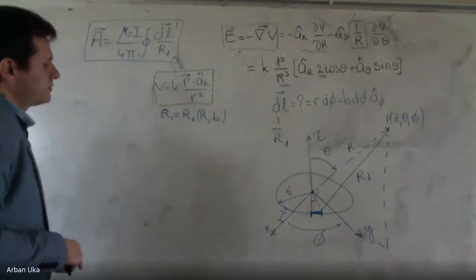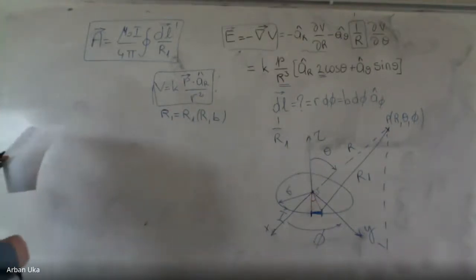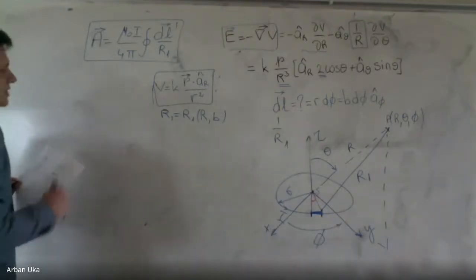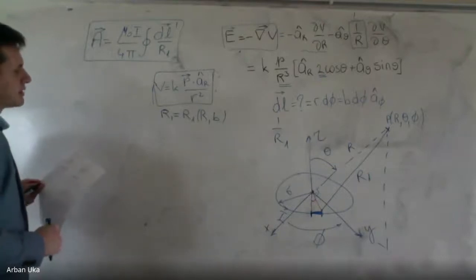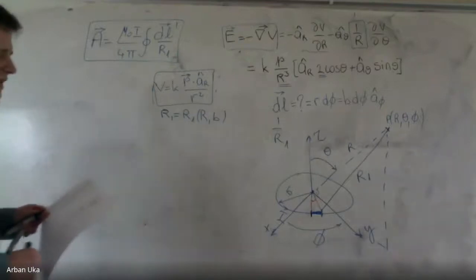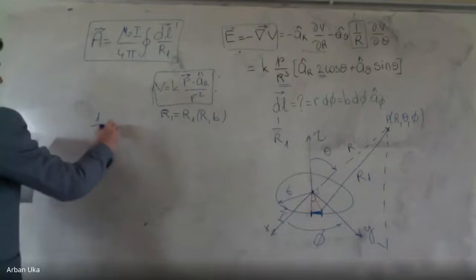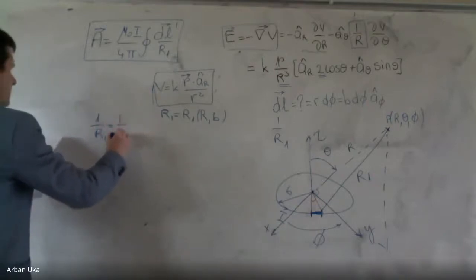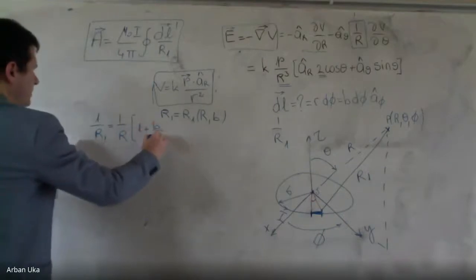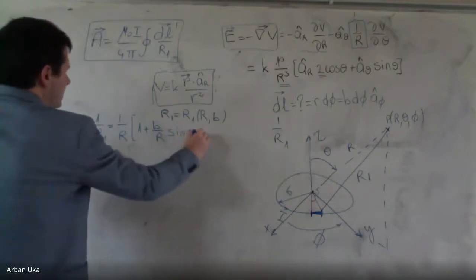We can skip a small part of these, but we might skip just the part where we derive the complete expression for R1. It is similar to what we did for the electric dipole, and here 1 over R1 can be expressed as 1 over R times 1 plus b over R sine theta sine phi prime.